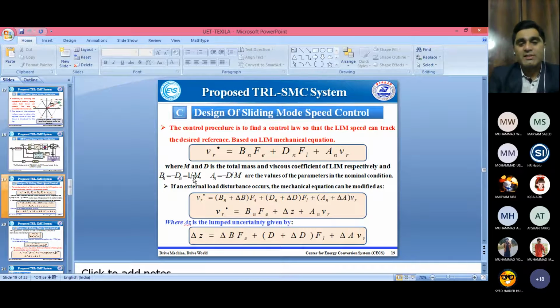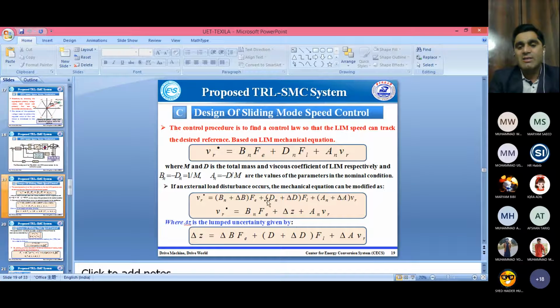So here, as we discussed about the speed equation, the control procedure is to find the control law so that the LIM, linear induction machine, speed can track the desired reference based on the LIM mechanical equation. So here is the speed equation for the machine, where M and D are the total mass and viscous coefficient of the LIM respectively, with Bn equal to this and An equal to this being the parameter values in the nominal condition.